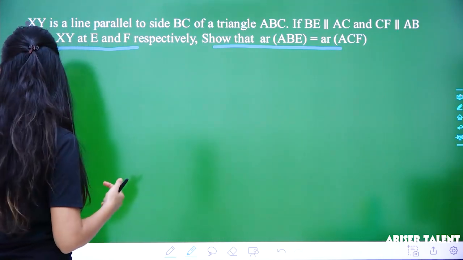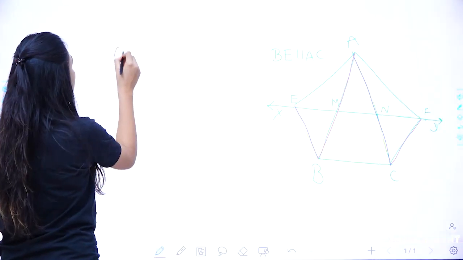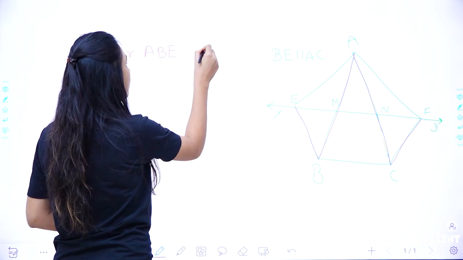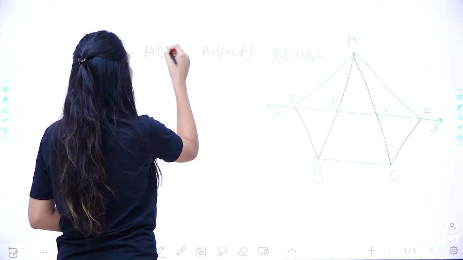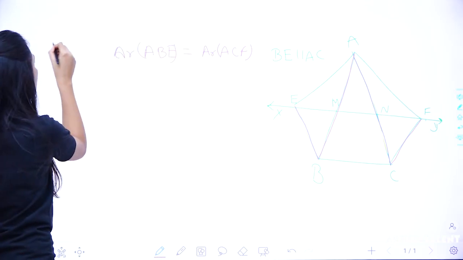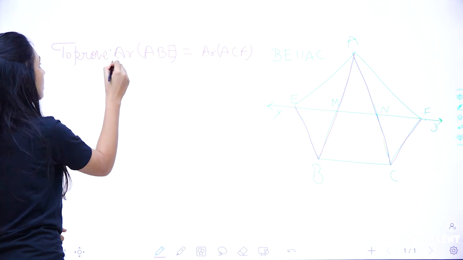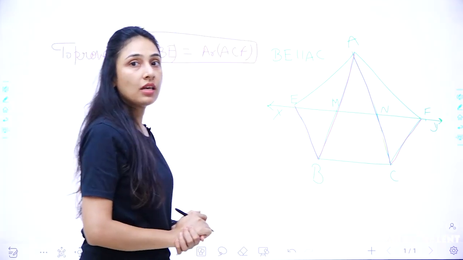So ABE and ACF. These two areas are equal, and we have to prove that. This is our question.